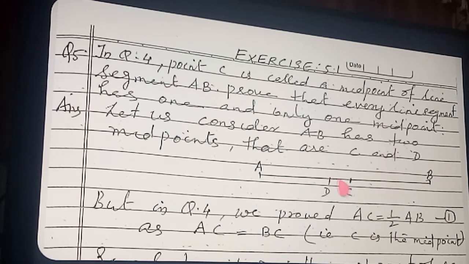So very clearly, midpoint means, suppose for example, here C is the midpoint. If C is the midpoint, what's the measurement? The measure of AC and BC should be equal. You have studied this in the small classes. So if C is the midpoint, suppose AC is equal to 5, then BC also will be 5.